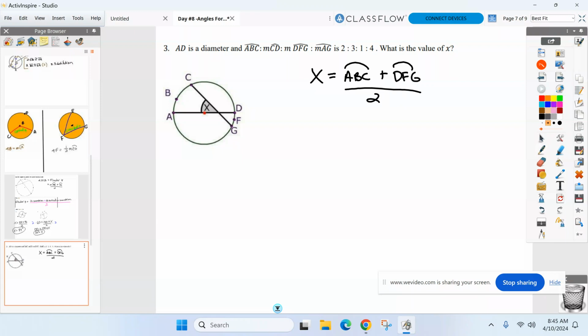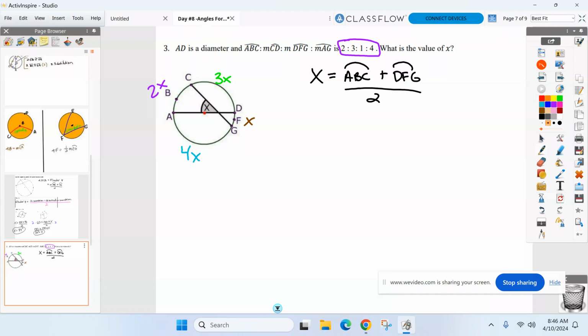It's been a while since we did this. Anytime I have numbers in a ratio, anybody remember what we apply to them? X's. We're going to apply x's. So arc ABC, we're not going to put a 2, we're going to put 2x for that arc. Arc CD, we're not going to put a 3, we'll put 3x. DFG, we're definitely not going to put a 1, we'll put 1x. And finally, AG, don't put a 4, put 4x.